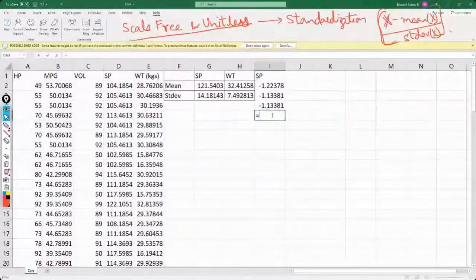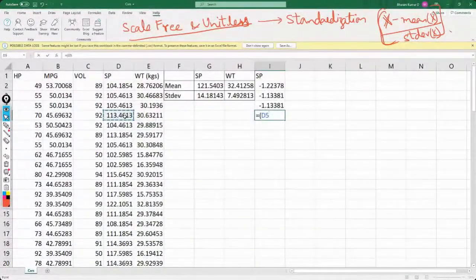So ideally what you can do is X minus mean. The mean value is not changing, so you can select that and press F4 on your keyboard if it's Windows. Divided by standard deviation. Select this and say F4.